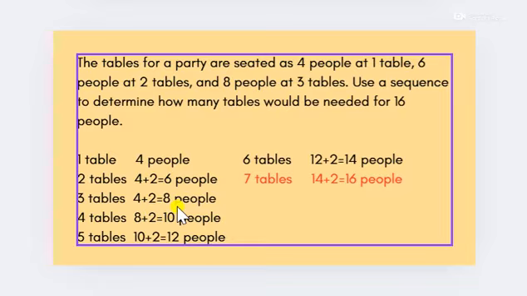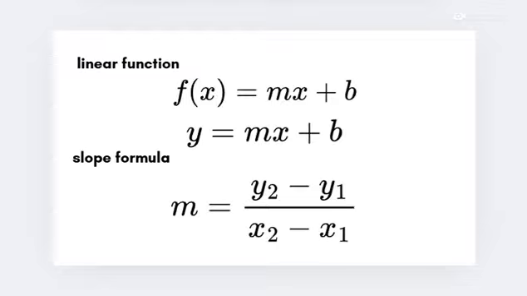And we're going to continue that pattern. Every time we're adding 2 people with 1 more table. So 4 tables will hold 10 people, 5 tables will hold 12 people, 6 tables will hold 14. And here's the answer it wants us to find. We need to find how many tables we need for 16 people. We need 7. Okay, moving on with the lesson.